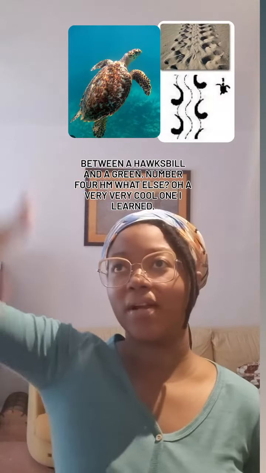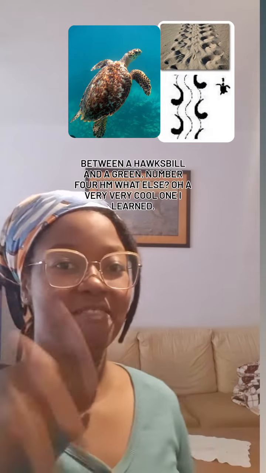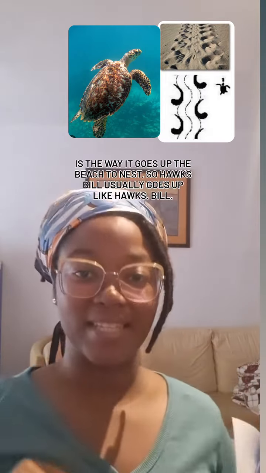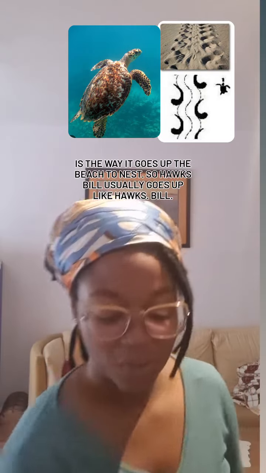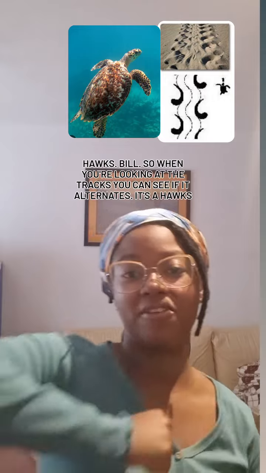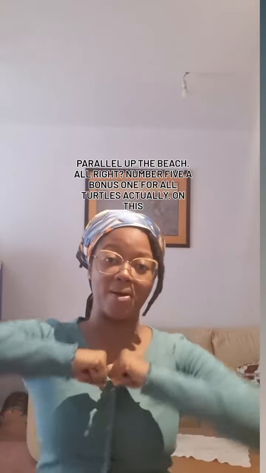Number four, what else? Oh, a very, very cool one I learned is the way it goes up the beach to nest. So a hawksbill usually goes up like hawks, bill, hawks, bill. So when you're looking at the tracks, you can see if it alternates, it's a hawksbill. For a green, you would see that it goes green, green. So both of the flippers go parallel up the beach.